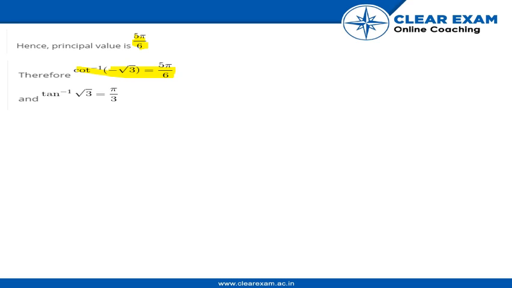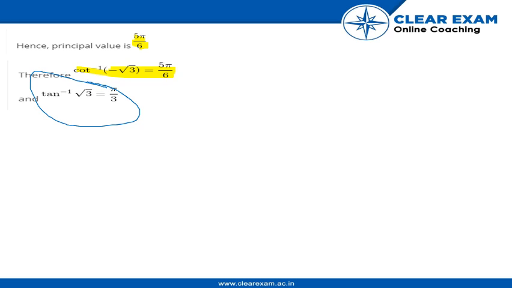Yes. Now moving to the next term, tan inverse of root 3. Now we again apply our formula. The range of tan inverse is minus pi by 2 to pi by 2, so our answer should lie between these two limits. So our answer is pi by 3. As you all know, tan of pi by 3 is equal to root 3.